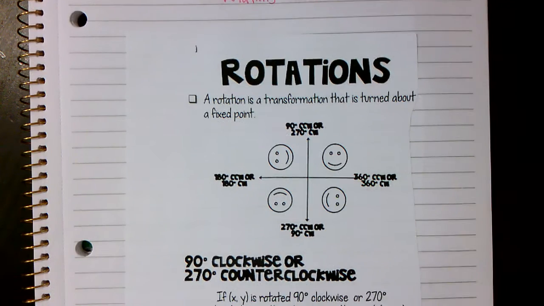So rotations is literally just like what it sounds like in the name. When you rotate something or you turn something. So rotation is a transformation that is turned based on a fixed point. So if you put your finger on a specific point on the outside part of that smiley face and spun it around, it would be turning around that point where your finger is, or that axis. So there are different levels that you can rotate your image.